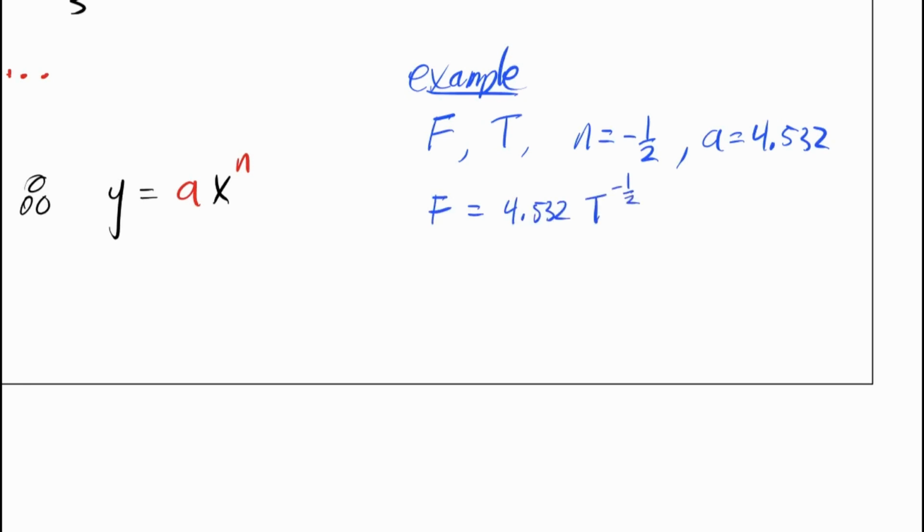But then we would interpret what this means. So then the final statement would be F is equal to 4.532 over, because the negative means reciprocal and the half means square root. So that would be over root t. Now, this is just some random thing that I just made up with some random letters, but that's what it should be. So this would be your final therefore statement in that form there.